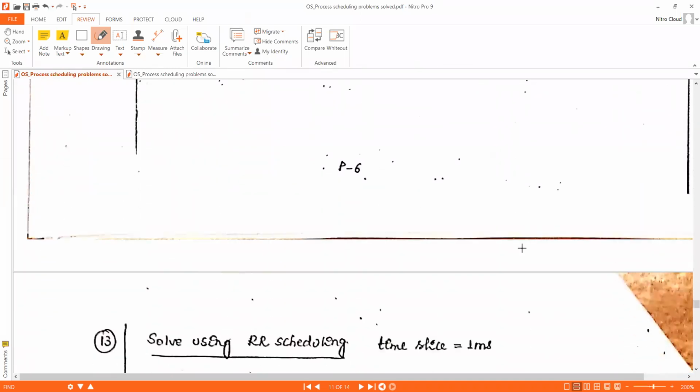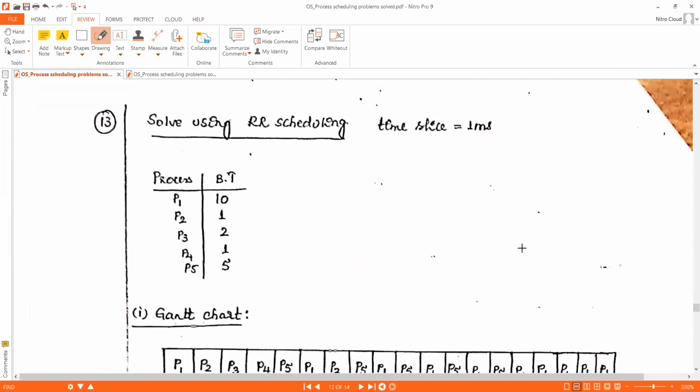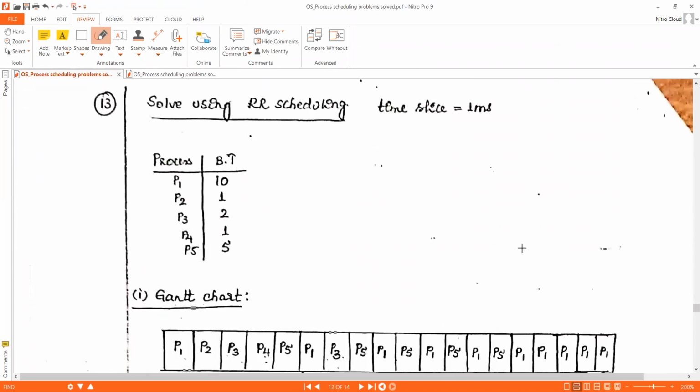Okay, we'll see another problem. Solve this problem by using the round robin scheduling algorithm, and the time slice is also given: time slice is equal to 1 millisecond. We have the processes: process 1, process 2, process 3, process 4, and process 5, and their burst times are given: 10, 1, 2, 1, 5.